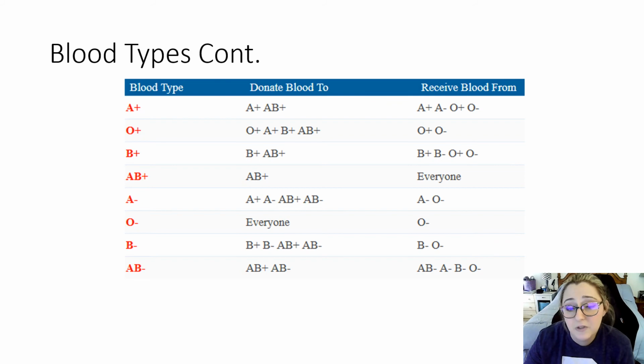Also, if you've never donated blood and you don't know your blood type, if you donate blood at the Red Cross, they'll tell you your blood type for free. So you get a little card, tells you what your blood type is. I think it's kind of cool, and it's also a good cause.